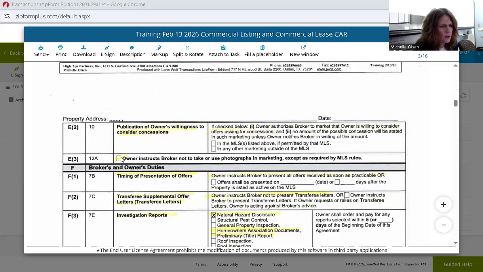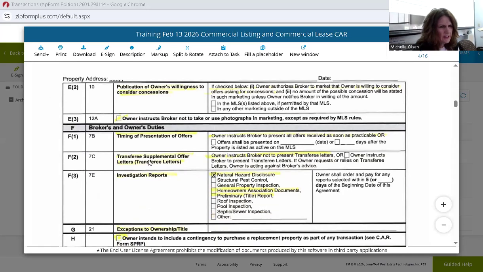I can't see an owner instructing a broker not to take photographs, but if they do, you have a checkbox for that. Timing of the presentations: the owner defaults to that you're going to present offers as they come, or you could check the box for when they're going to be presented. If you do that, you need to let people know on the MLS that offers will be presented on what day. So you have to give everybody a fair run at it, okay?